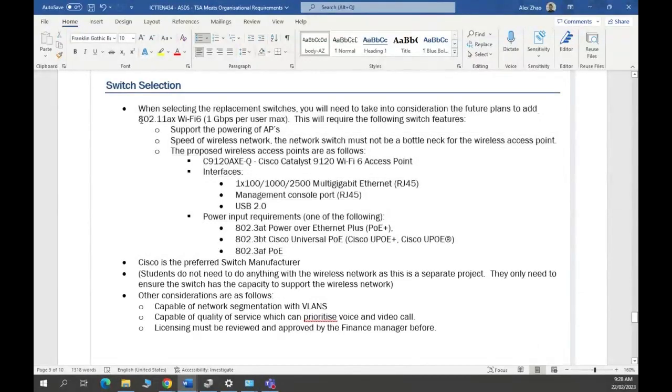So in the future, we've got plans to introduce that 802.11ax Wi-Fi 6 access point. So this one, powering of APs. AP stands for access points. If you don't know what this is, I can put it down for you. PoE, okay? Power over Ethernet.